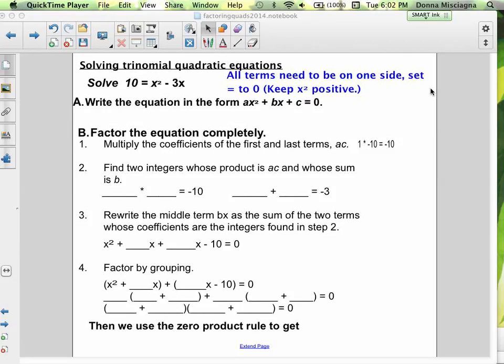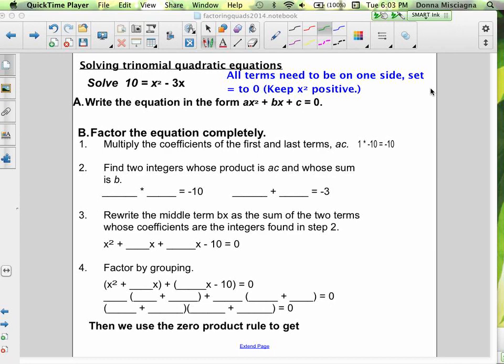Welcome back. So now we're going to be solving some quadratic equations where our equation is not in standard form. All right, so here's our first one. We want to solve 10 equals x squared minus 3x. You can't solve it like that, right?